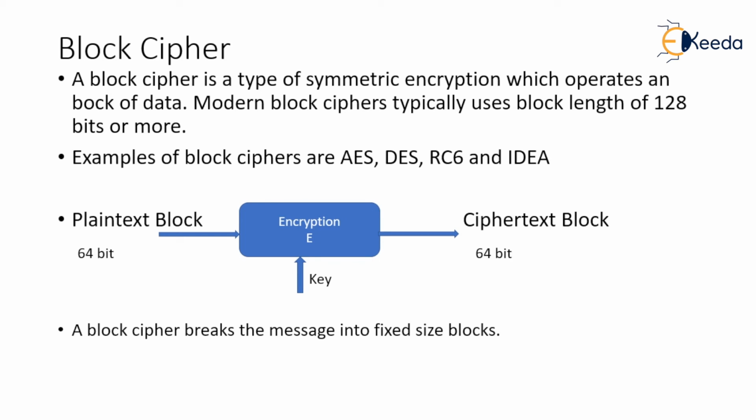What it does is, it creates blocks of the same size. The block length can be of any size. It can be 64 bits, 32 bits, 100 bits, 128 bits or more. So generally the block cipher typically uses a block length of 128 bits or more. Previously, it was not the case. The block sizes were smaller also.